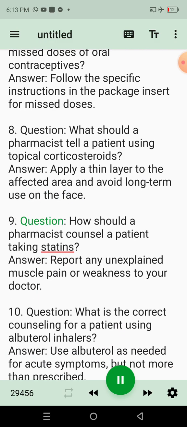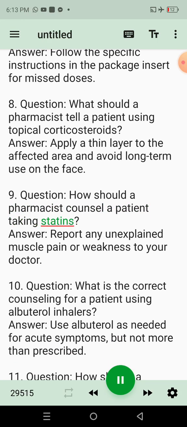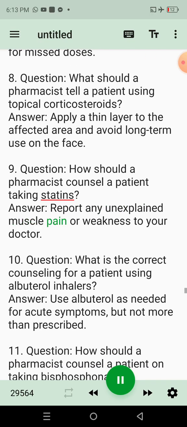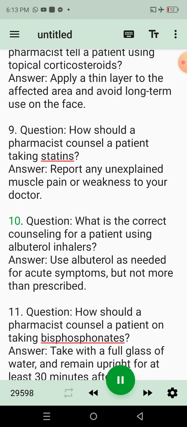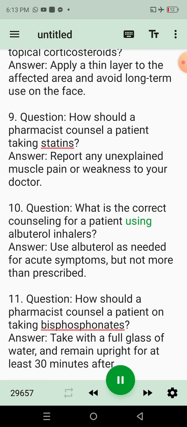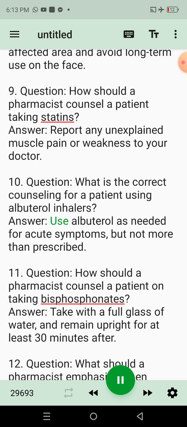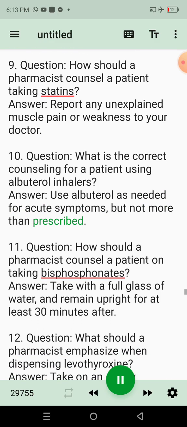9. Question: how should a pharmacist counsel a patient taking statins? Answer: report any unexplained muscle pain or weakness to your doctor. 10. Question: what is the correct counseling for a patient using albuterol inhalers? Answer: use albuterol as needed for acute symptoms, but not more than prescribed.